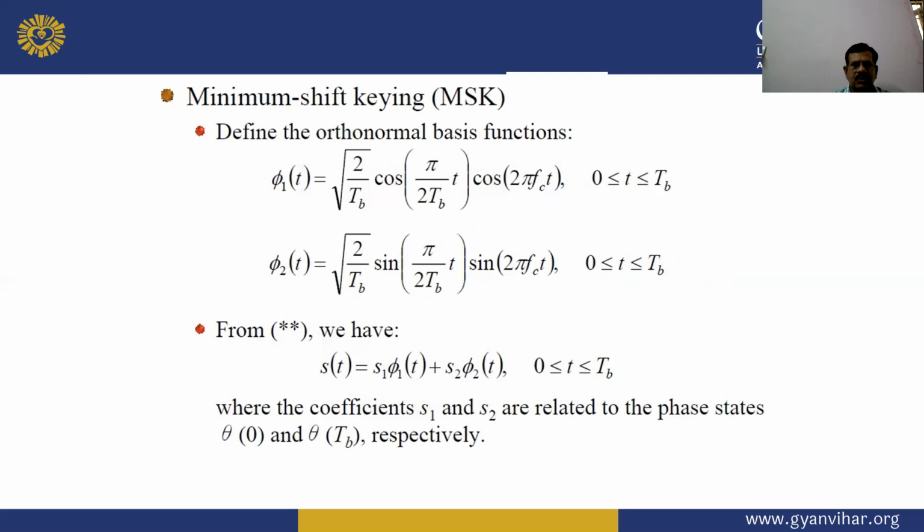Define the orthonormal basis function phi 1 of t equal to square root of 2 upon TB cos(pi t upon 2 TB) multiplied by cos(2 pi fc t), for time interval between 0 and TB. And the second one is phi 2 of t equal to square root of 2 upon TB sin(pi t upon 2 TB) multiplied by sin(2 pi fc t), with t also between 0 and TB. From these two, we have s of t equal to s1 phi 1 of t plus s2 phi 2 of t, where the coefficients s1 and s2 are related to the phase states theta 0 and theta TB respectively.